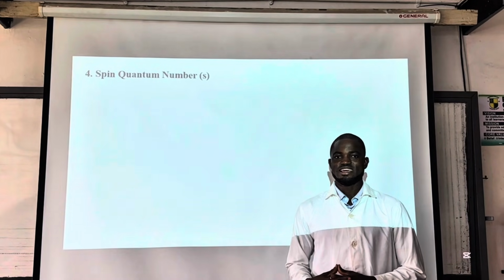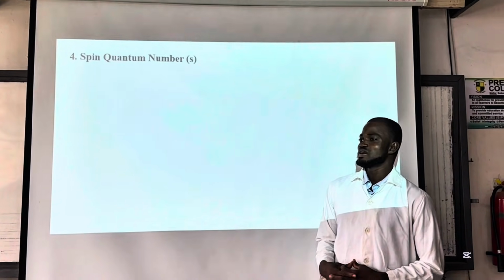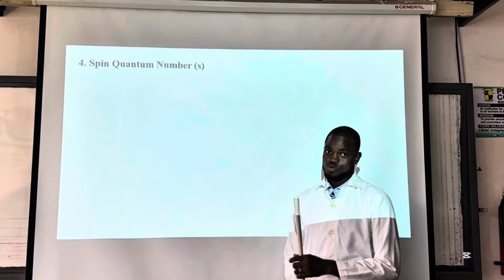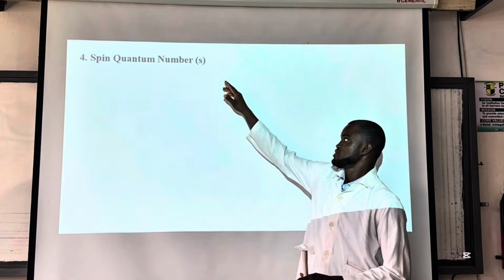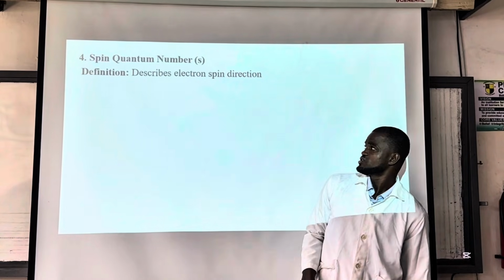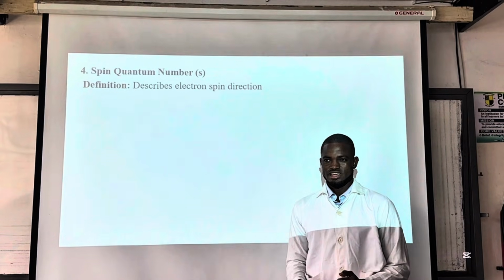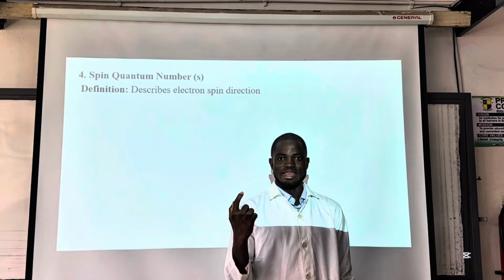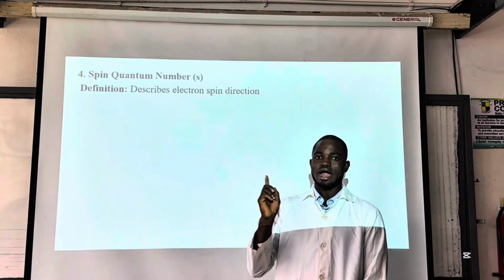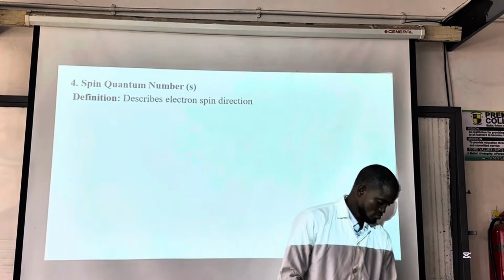The fourth one is what we call the spin quantum number. The symbol is s, small s. Some books will write ms, but we are using s. The spin quantum number describes the electron's spin direction. It makes us understand that there are possible ways the electron can spin. It can either spin clockwise or anti-clockwise. So the spin quantum number describes the spin of an electron.